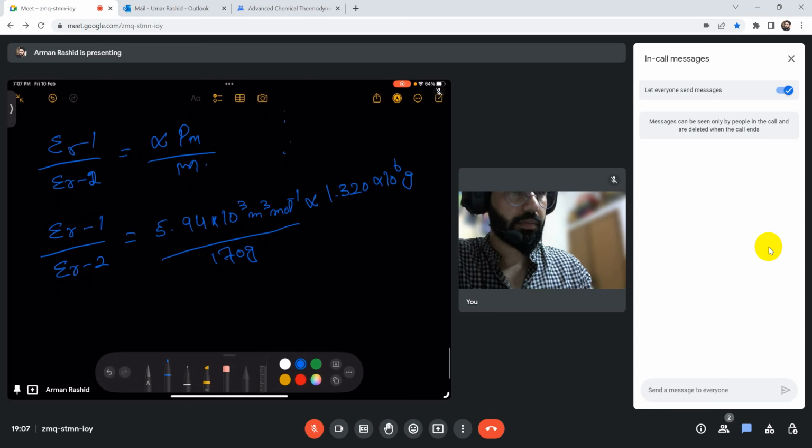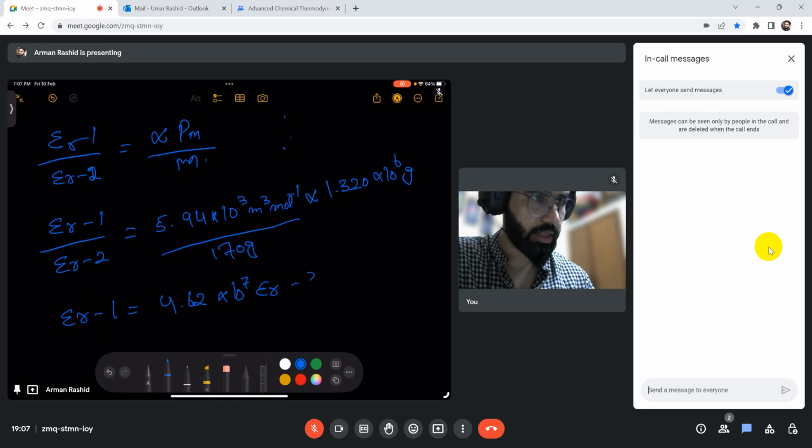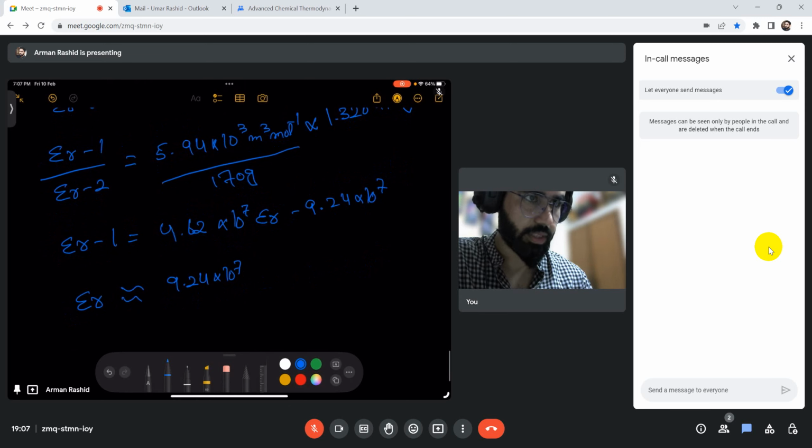Then epsilon r minus 1 will be equivalent to, if we calculate this, 4.62 × 10^7 epsilon r minus 9.24 × 10^7. So epsilon r will be almost equivalent to 9.24 × 10^7 divided by 4.62 × 10^7, which is equivalent to 2.